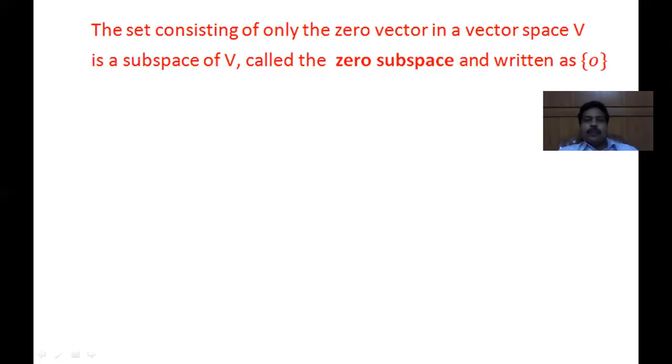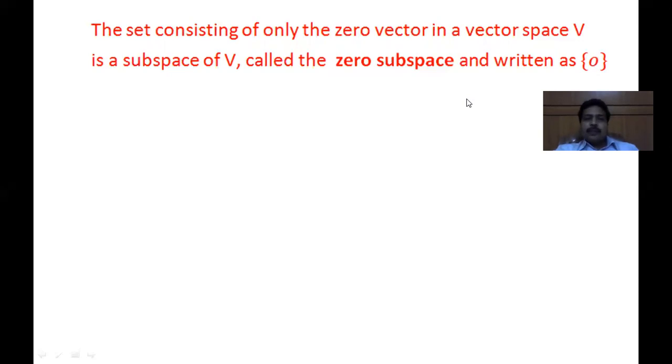So every vector space has two trivial subspaces. V itself is a subspace of V. V is a subset of V, so V itself is a subspace of V. And for every vector space, this zero subspace, which consists of only the zero element, will be there. So let us prove that the singleton set {O} also satisfies the three conditions of the subspace.